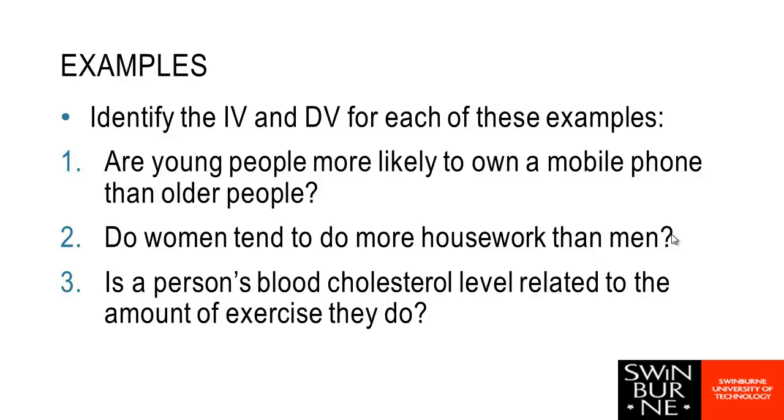But certainly the other way around, mobile phone ownership would be our dependent variable, because it might depend on the age of the person. For our second one, do women tend to do more housework than men? So one of our variables is gender, and the other variable is how much time someone is spending doing housework. And again, quite a clear direction for the arrow.